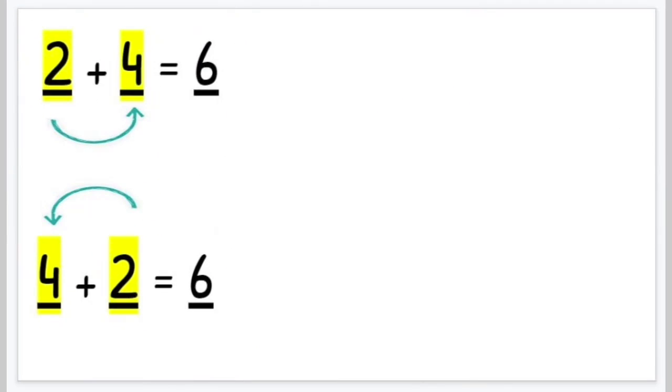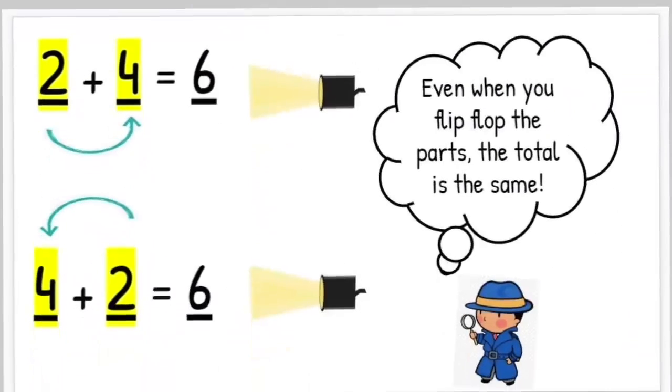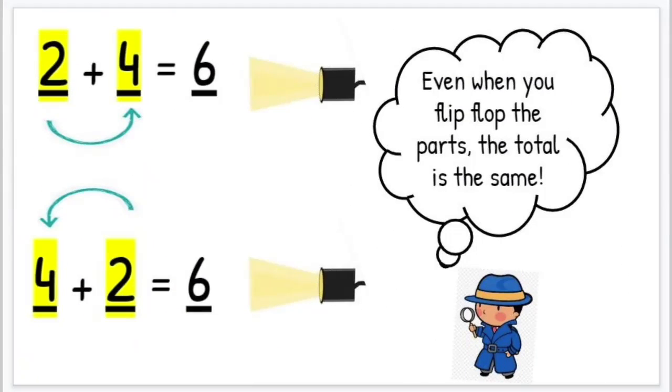We've been building up our fact power. So these are facts that we've learned about and talked about, and we've noticed patterns like the turnaround fact pattern, or we also call that the flip-flop pattern. Even when you flip-flop the parts, the whole is the same.